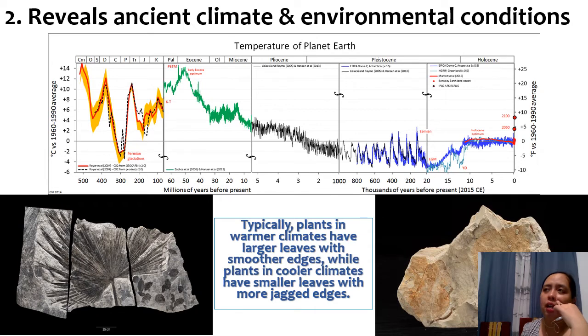Pwede kasi na meron naman talagang large leaves sa mga warm areas. So, kung broad ang leaves sa warm areas, edi prone sa desiccation. So, meron naman siya sigurong other adaptation. And kapag naman daw sa cold climates, pwede needle-like o yung maninipis o maliliit lang.